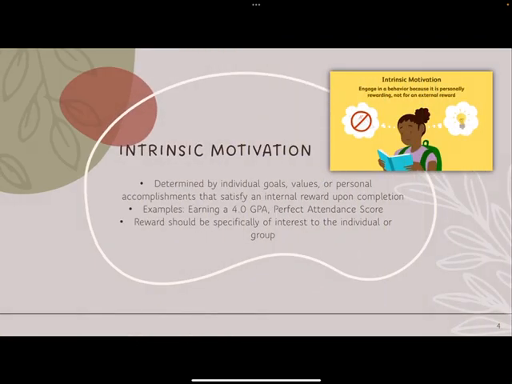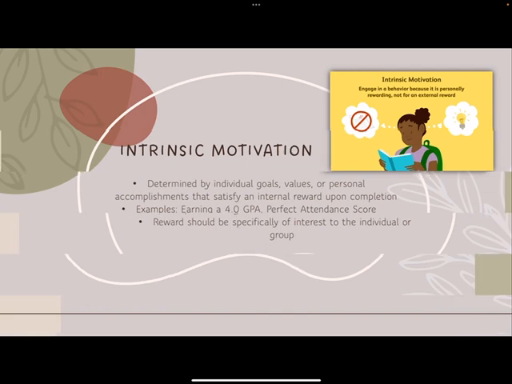Now, intrinsic motivation is determined by goals, values, or personal accomplishments that satisfy an internal reward upon completion. An example of this is earning a 4.0 or a perfect attendance score. You don't have to earn those things to graduate. That's a personal satisfaction. Now, most likely this reward is specifically of interest to the individual or group. If not, they won't be interested in accomplishing it.